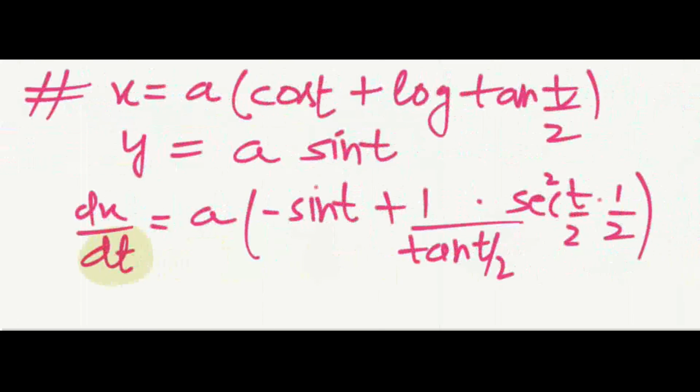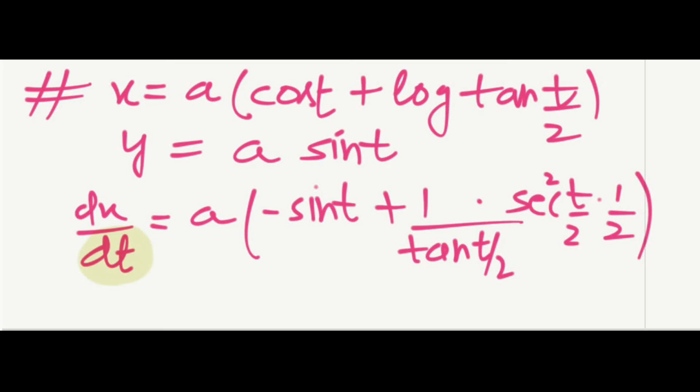Let us take another example, a bit complex but not difficult. Now friends, here you observe on the left this is variable x, and on the right instead of theta we have taken the variable as t. So the variable may change, you need not worry about that. So first of all, x equals a into cos t plus log tan t by 2, and y equals a sin t.